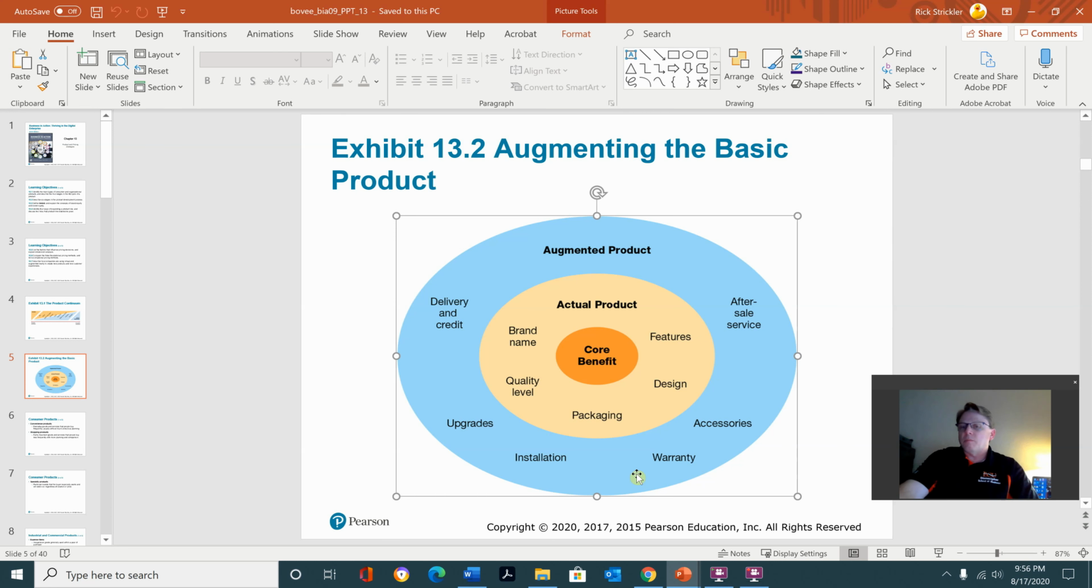Warranty. With Hyundai, they tried to get over the poor quality image that Hyundai had by coming up with a 10-year warranty on the powertrain of their vehicles. And they were the only company in the United States that had a 10-year warranty on a vehicle. So that would then hopefully change the perception of their quality. Accessories, and then after sales service. Okay, moving on.